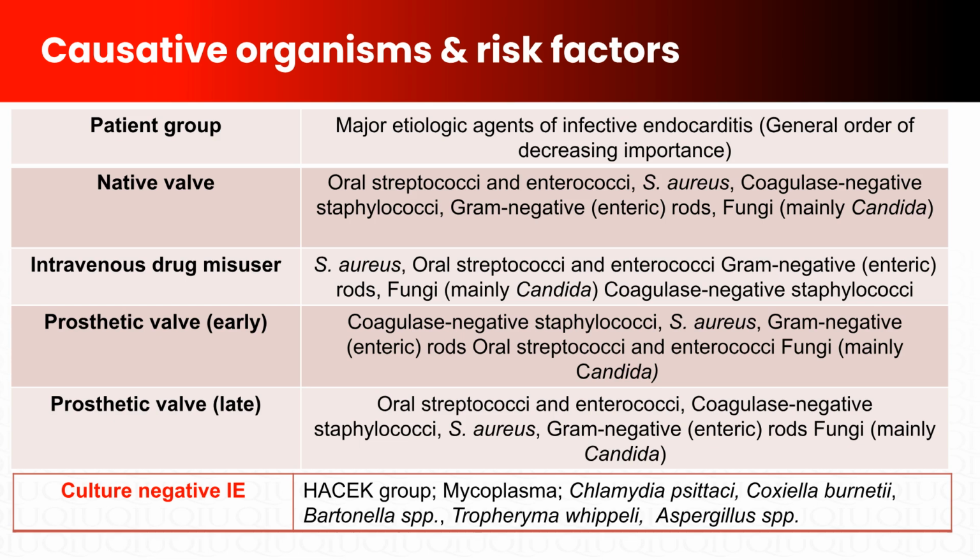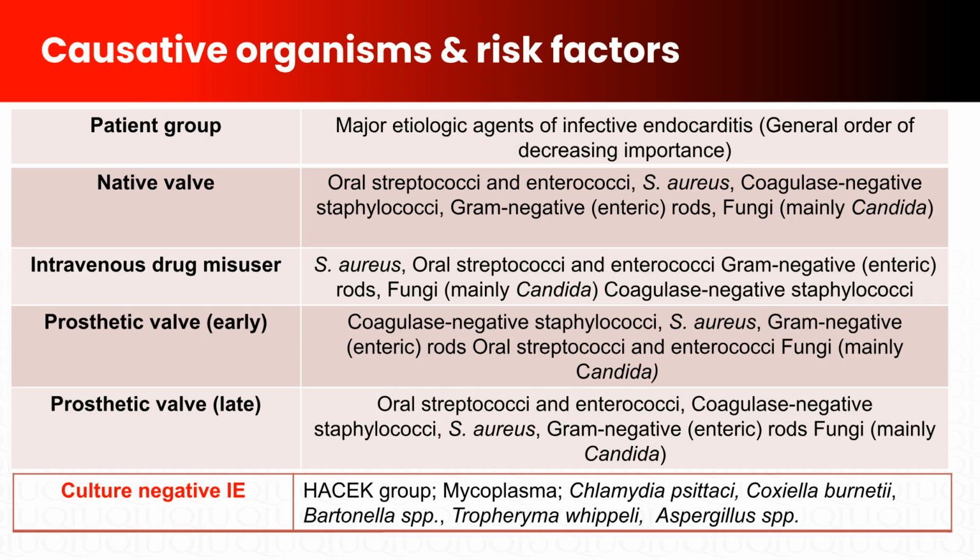For intravenous drug users, the pattern shifts dramatically. Staphylococcus aureus is number 1. These patients frequently develop S. aureus bacteremia from skin flora contaminating injection sites. This is followed by oral streptococci and enterococci, then gram-negative rods, fungi, and coagulase-negative staphylococci. Remember, IVDU commonly affects the right-sided tricuspid valve.